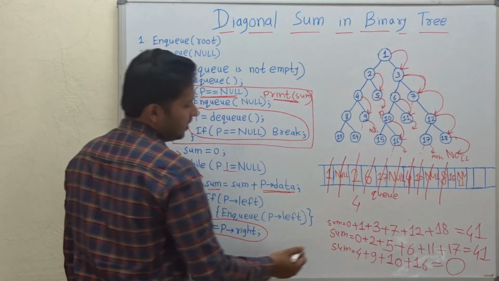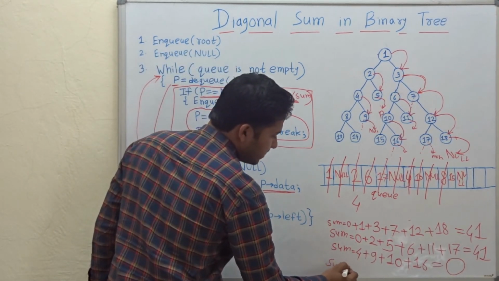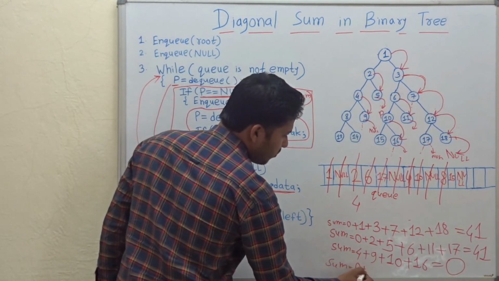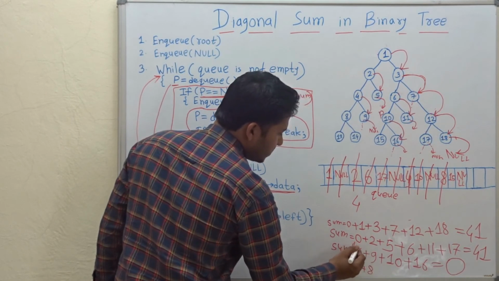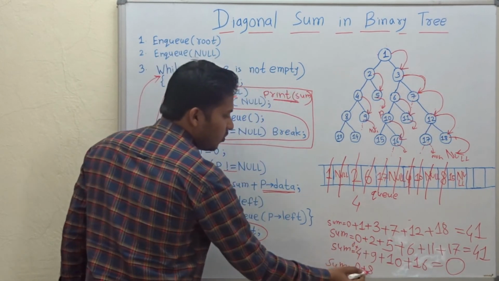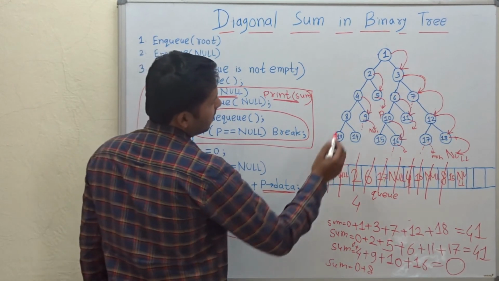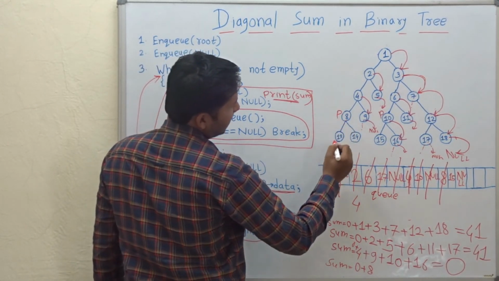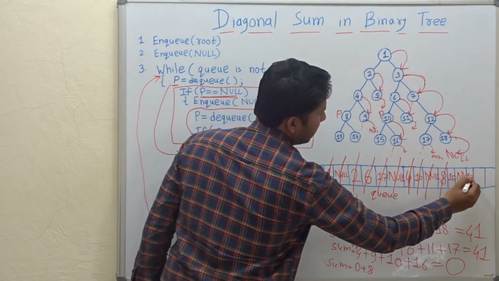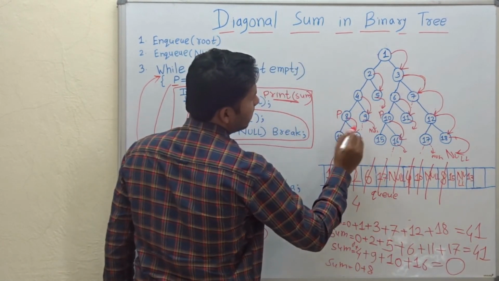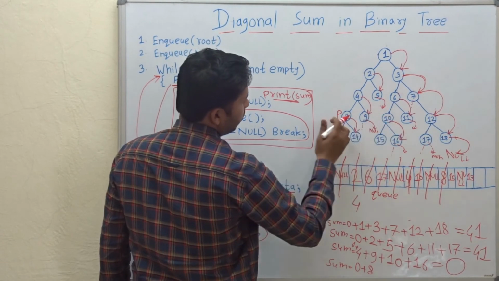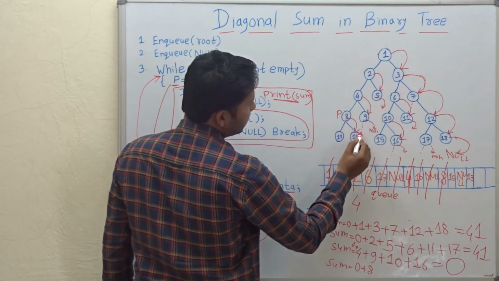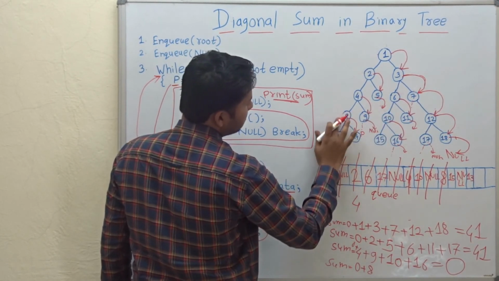DQ'd node is 8. So sum will be initialized with 0 plus 8 now, here also 0 plus 4. So 0 plus 8 now. Now check whether 8 has left child. Yes, so NQ that left child, that is 13, and jump to the right. P is pointing to 8 now, and when we jump to the right, P is pointing to 14 now.